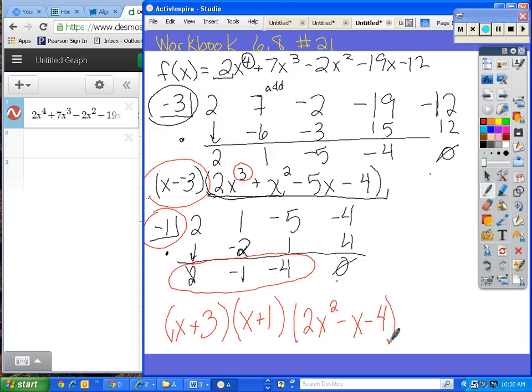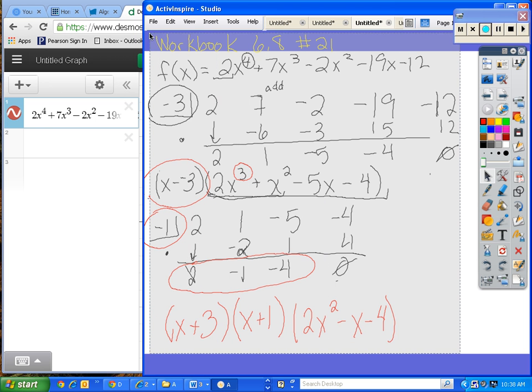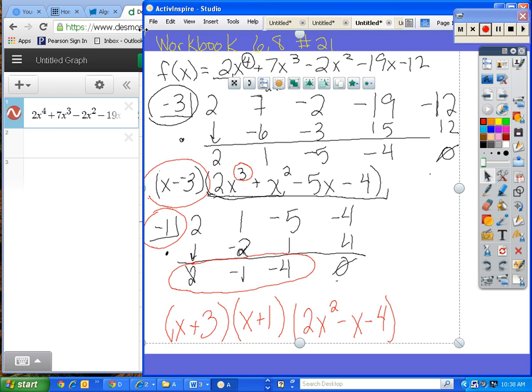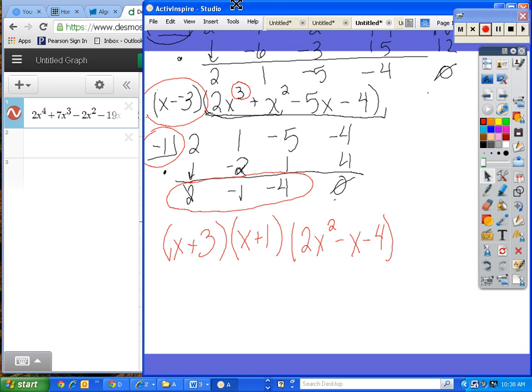So now at this step I have to decide, can I factor that quadratic? Can I factor 2x squared minus x minus 4? So I'd like you to take a moment to attempt to factor that. So you're going to write your parentheses, factor your first term, factor your last term.